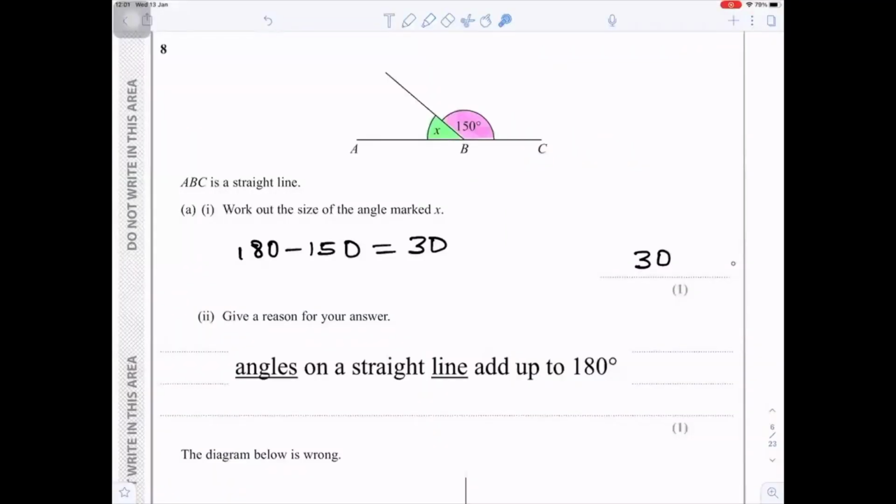Question number 8. ABC is a straight line. Work out the size of angle X. When you have a straight line, angles on a straight line add up to 180. So that means X plus 150 should be 180. So how do you get X? 180 minus 150, and that gives you 30 degrees. To give a reason for your answer, you would write angles on a straight line add up to 180 degrees.